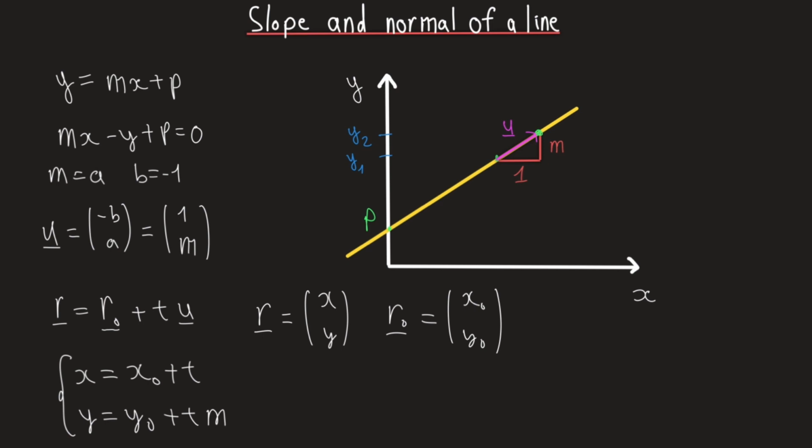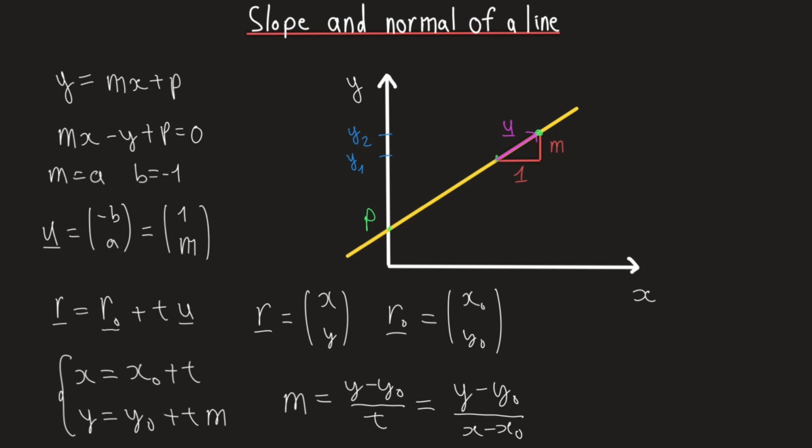What this means is that m is equal to y minus y naught divided by t. But what is t? From this equation, we see that t will be equal to x minus x naught. And from here we get that m is actually equal to y minus y naught divided by x minus x naught. And so this is the formula for the slope.